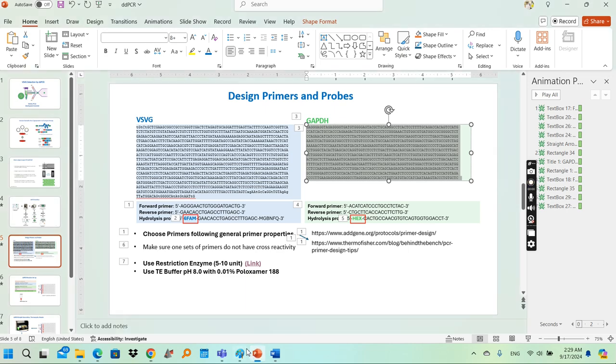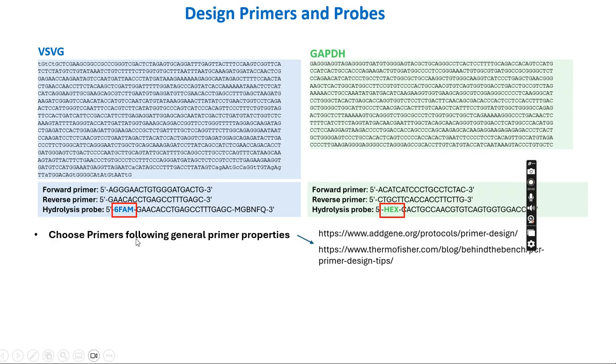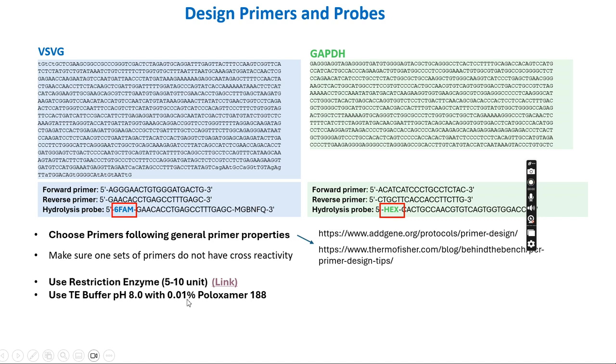So I will quickly jump to my presentation just to show you that I can choose HinfIII restriction enzyme, which is compatible with my VSVG and GAPDH. You can play with your sequence and choose any restriction enzyme. There is no good or bad as long as it's compatible. And I always recommend using 5 to 10 units of restriction enzyme.